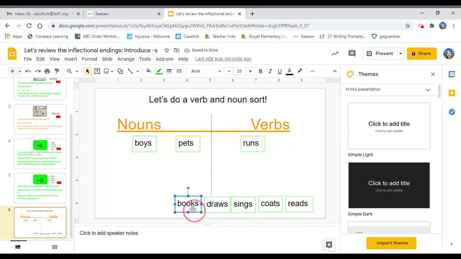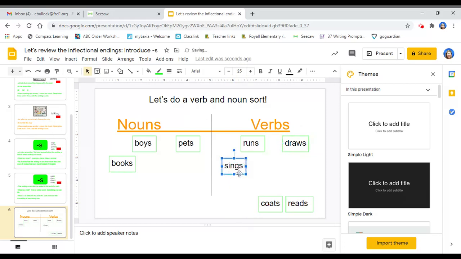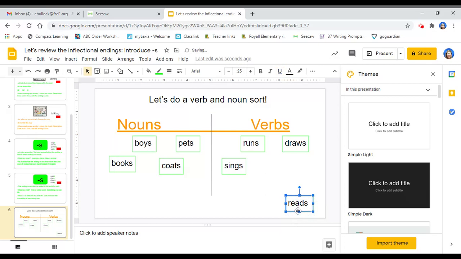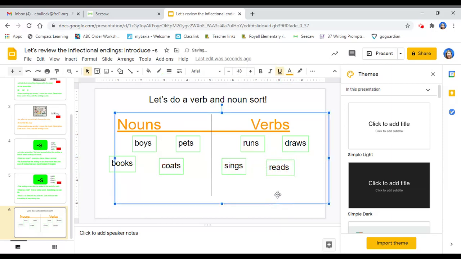Books. You got it. Books are things. So it's a noun. Draws. She draws in her book. That's right. It's a verb. Sings is something you can do. Coats. Like there are a lot of coats left on the playground. That's right. It's a noun. And then reads, like she reads her book to her mom and dad. You got it. It's a verb.